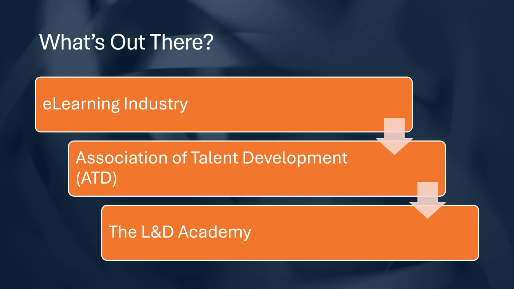Here are 3 industry leaders. Now again, learning and development is my profession. So we're going to look at the learning and development profession and take a look at blogs that are out there for the LD professional. We're going to take a look at e-learning industries, their blog. We're going to take a look at the Association of Talent and Development, also called ATD, and the L&D Academy. Please keep in mind L&D obviously is short for learning and development.